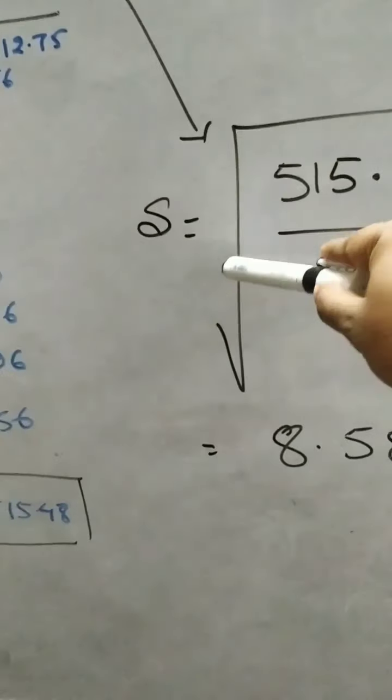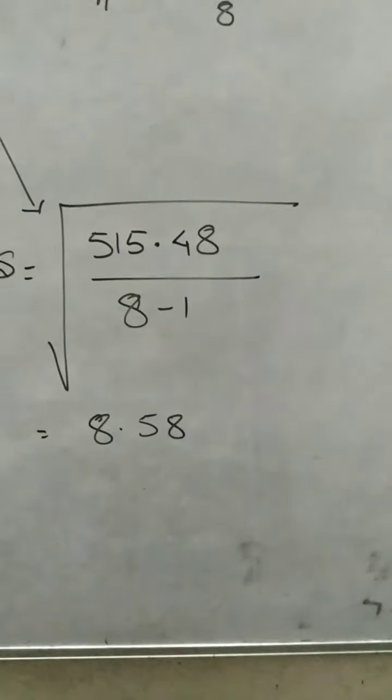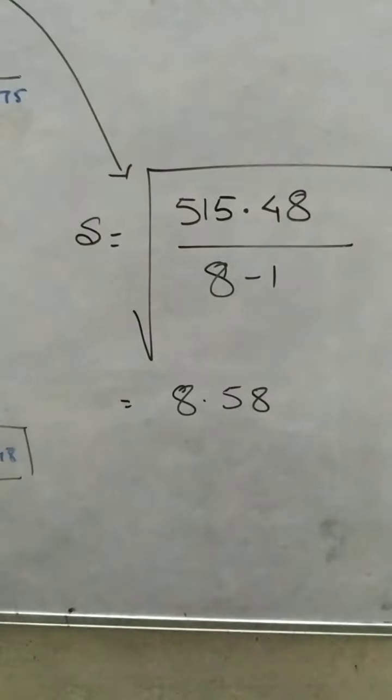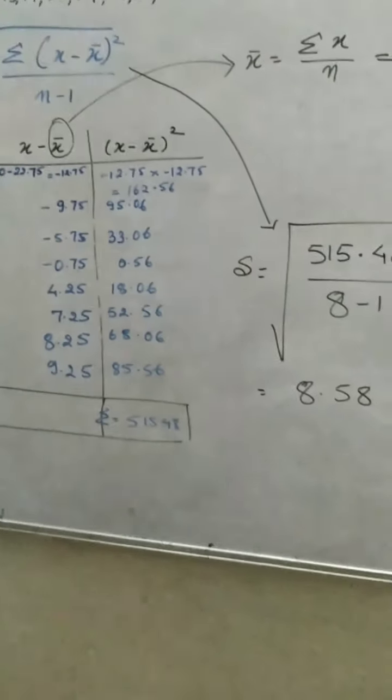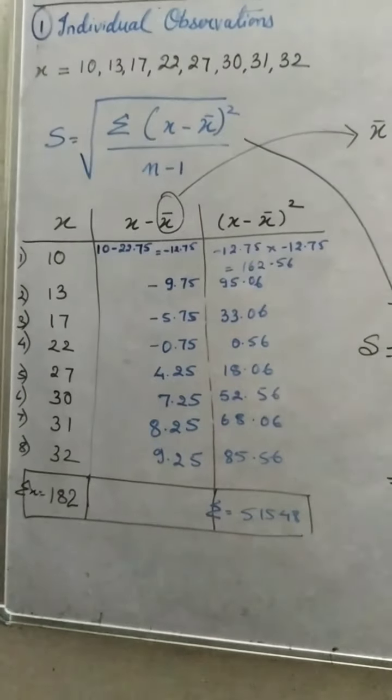So the value of S is 555.48 divided by n minus 1. N is the number of observations. Under root of it, that is 8.58. So in this way we will find the values of standard deviation in individual series.